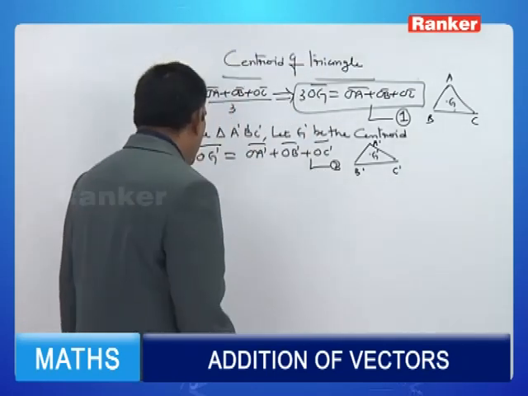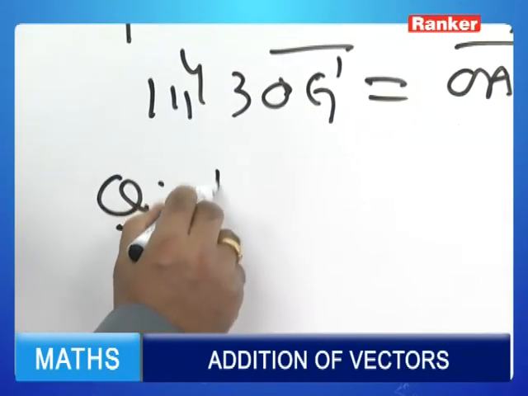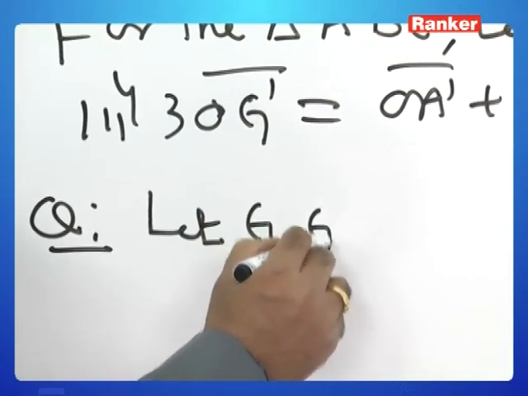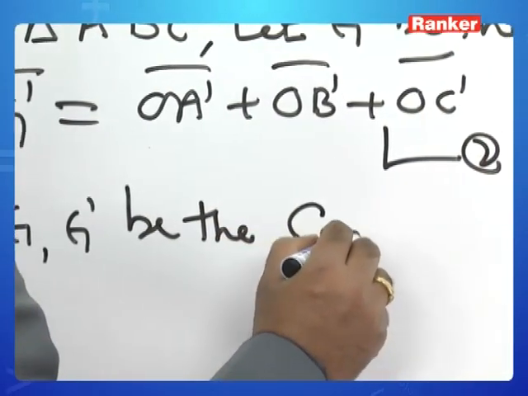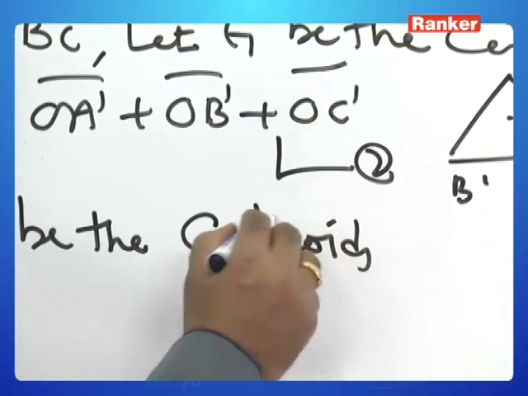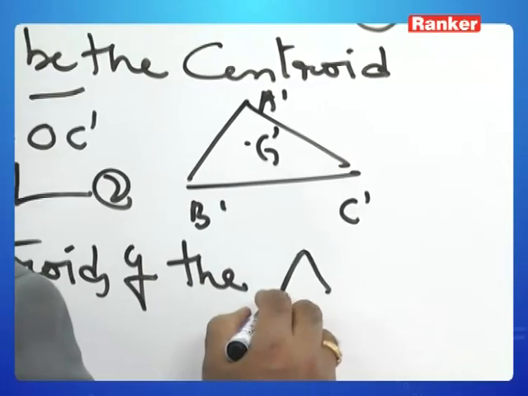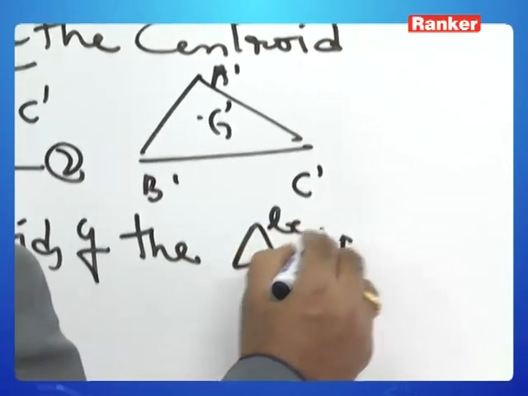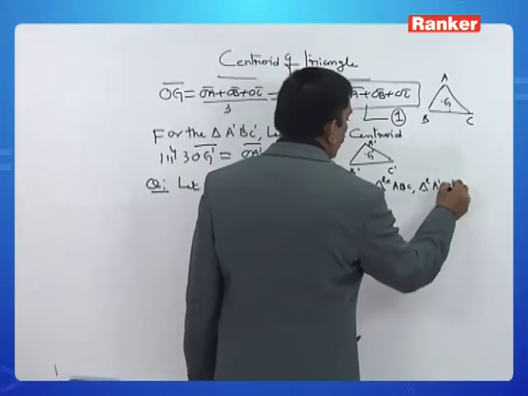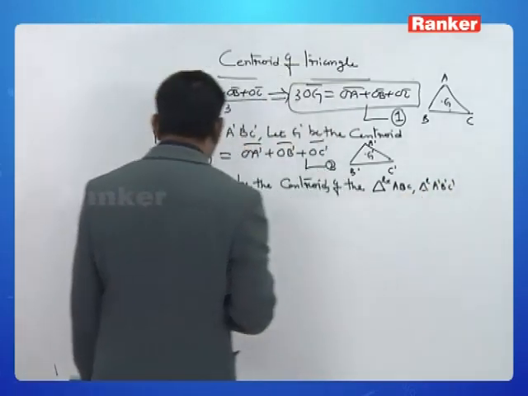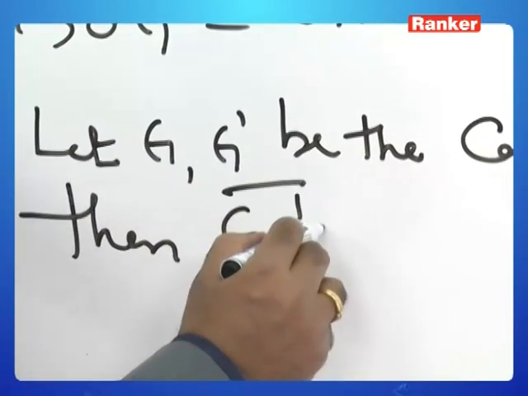So therefore, the theoretical question is: let G and G dash be the centroids of the triangles ABC and A dash, B dash, C dash. Then GG dash bar is equal to what?